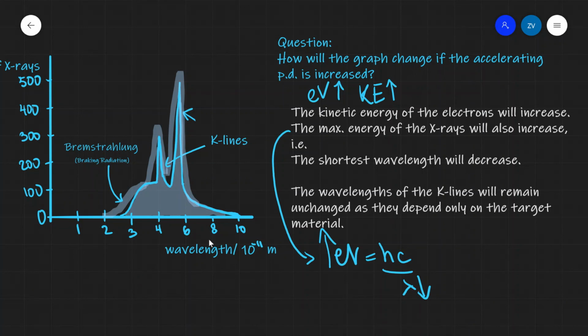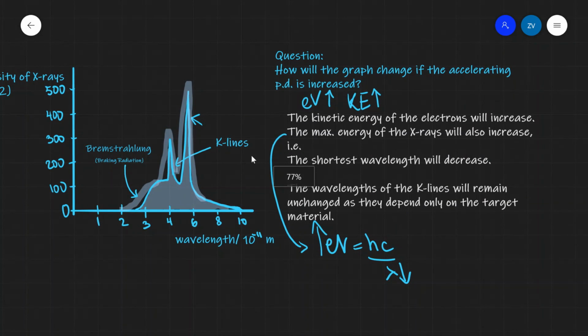Okay folks, well these were some of the basics behind the X-ray characteristic curve, the K lines, and what will happen if we were to tweak the accelerating potential.